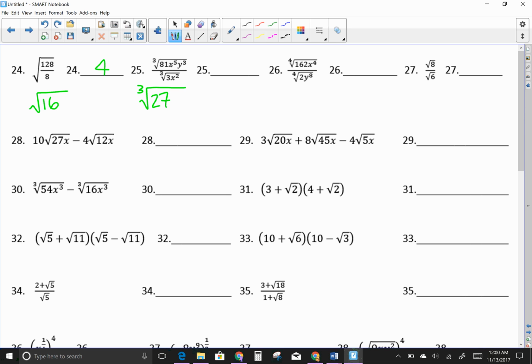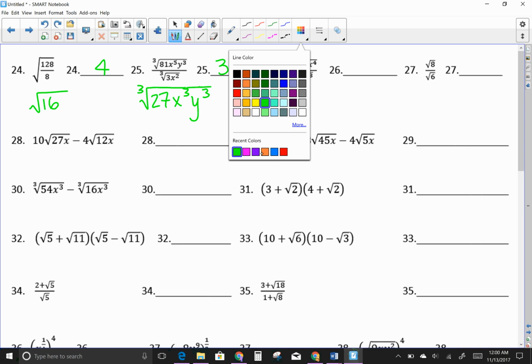Okay, here I have cube roots, so I have the cube root of 81 divided by 3 is 27. If I have 5 x's on top and 2 on the bottom, that leaves me with 3 on the top, and I have 3 y's. So the cube root of 27 is 3. 3 goes into 3 one time, 3 goes into 3 one time, so I'm left with 3xy. Okay?